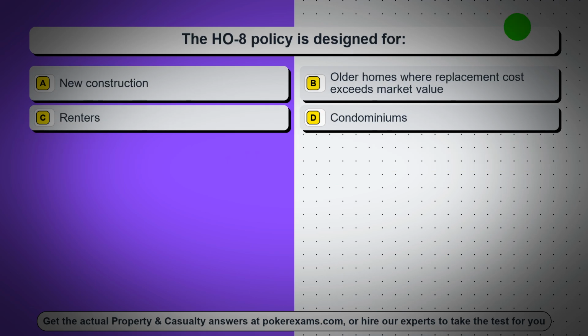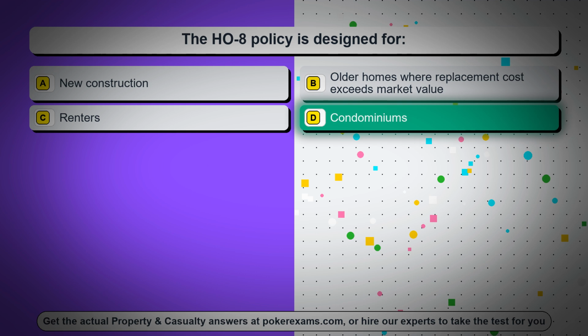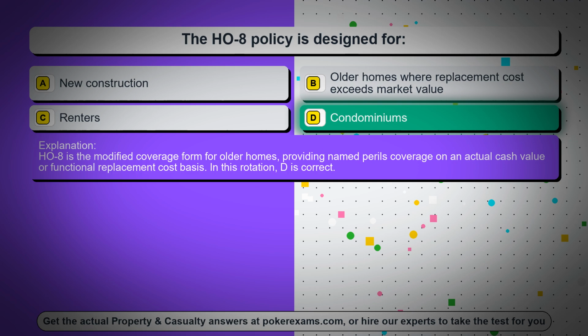Question 68. The HO8 policy is designed for, option A, new construction. Option B, older homes where replacement cost exceeds market value. Option C, renters. Option D, condominiums. The correct answer is option D, condominiums. HO8 is the modified coverage form for older homes, providing named perils coverage on an actual cash value or functional replacement cost basis. In this rotation, D is correct.